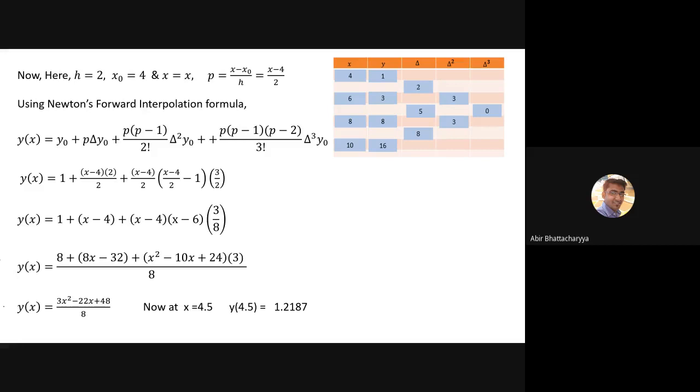So this is your polynomial: y(x) equals 3x squared minus 22x plus 48 by 8. This is your Newton's forward interpolation polynomial. Now at the point x equals 4.5, what is the value? We'll put x equals 4.5 in the polynomial. If we plug in x equals 4.5, we'll get the result 1.2187. That is what they have asked, and we have done the question as it was asked. Is that clear?